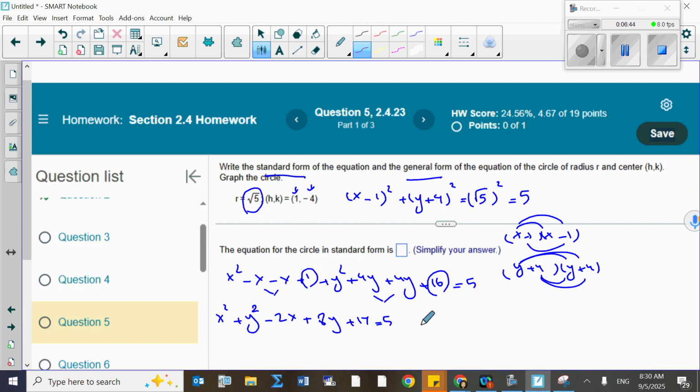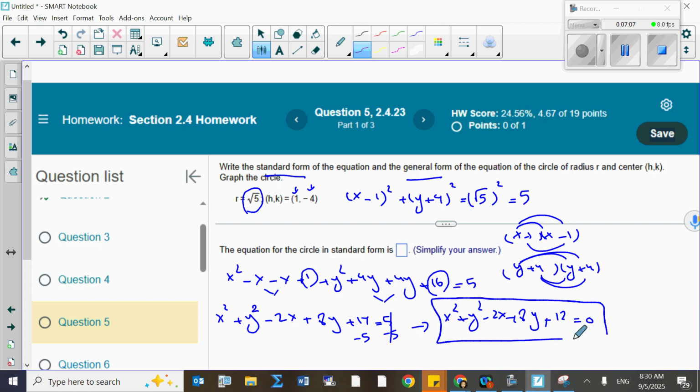Now move the 5 to the left side. So I will have x squared plus y squared minus 2x plus 8y minus 12, plus 12, because if I subtract 5 from both sides, this will be 12 equal to 0. So this is the general form of the equation.